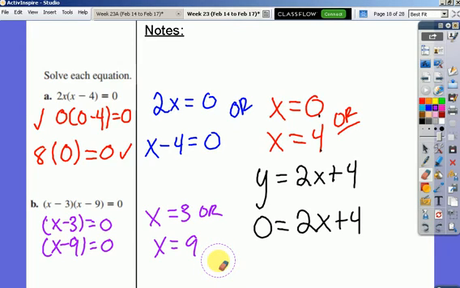Okay, any questions? Yes. For the first one we did, I think you said how you check. Oh, for the one in red? I plugged in 0. So I said 0 times 2 is 0, and then 0 minus 4 is just negative 4, right? And 0 times any number is just 0. So that works. That does get me 0. And then I plugged in 4. 4 times 2 is 8. 4 minus 4 is 0. 8 times 0 is 0. But why did you plug in 4? Because it was the other value of x. Okay.